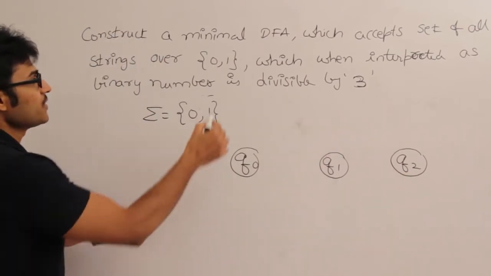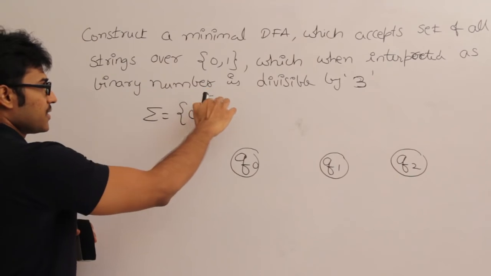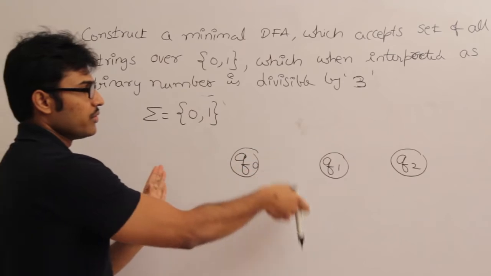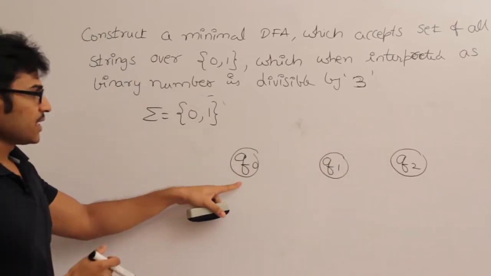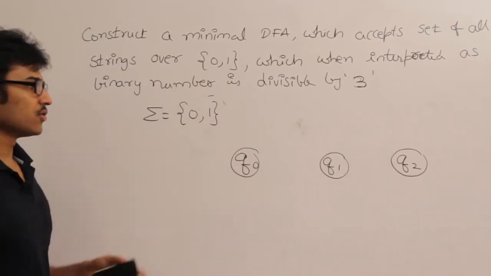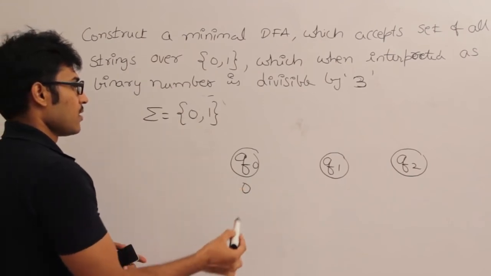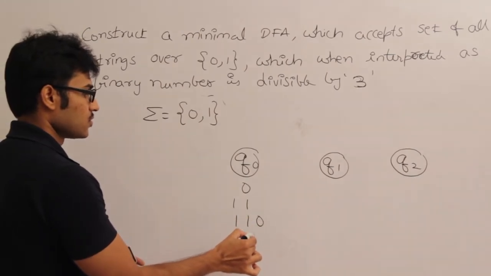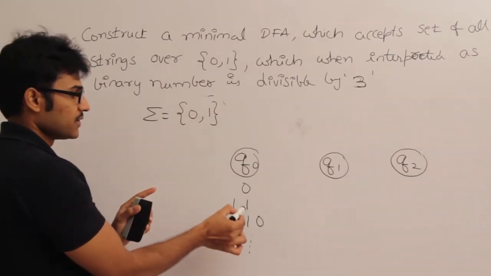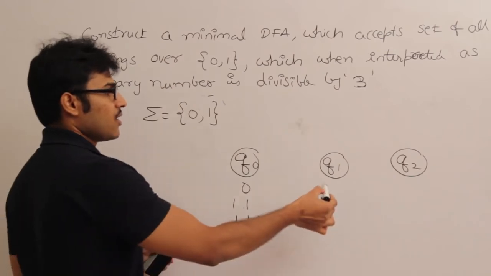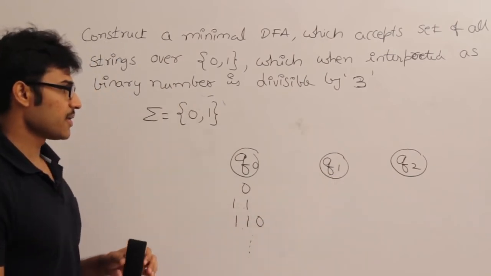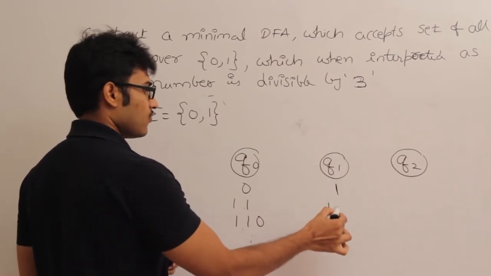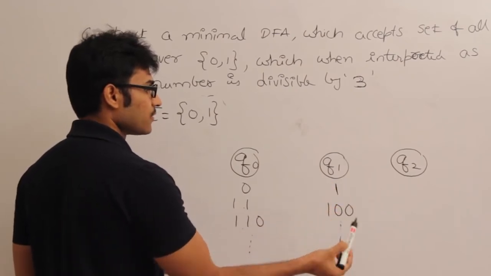So all the strings present in {0, 1}* according to this problem can be classified into 3 classes. One is the strings which generate remainder 0. For example, 0, 11, 110, and so on. This is nothing but 0, this is 3, this is 6. And then all strings which generate remainder 1, which is nothing but 1, and then 4, and so on.